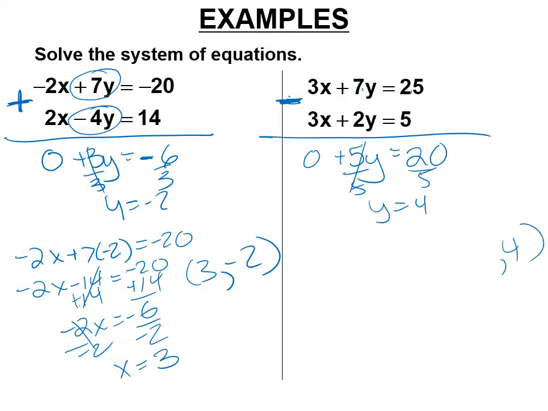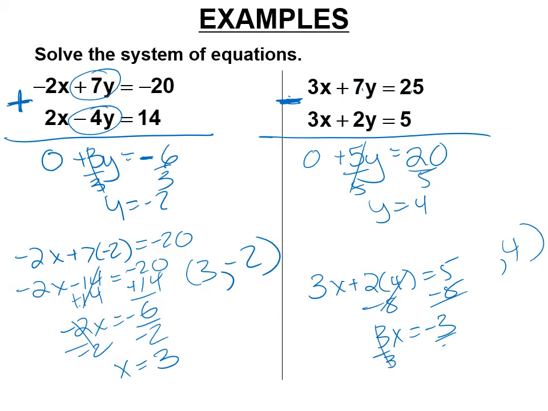So now we got to go find the x coordinate. Either one works. I'm going to put it in the bottom. That's plus 8, so I'm going to subtract 8 from both sides. 3x, 5 minus 8 is negative 3. Divide by 3. X equals negative 1. And that is the point where the two lines cross.